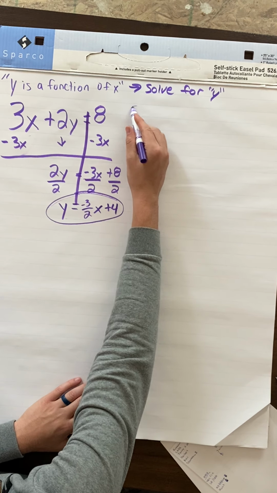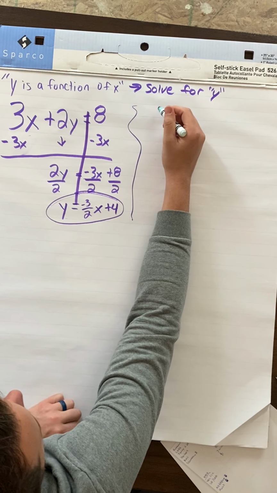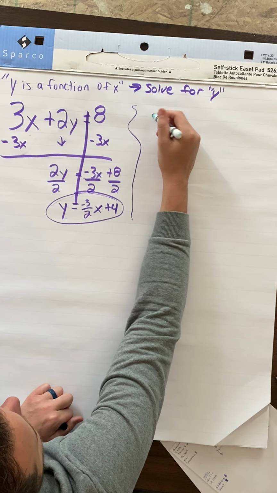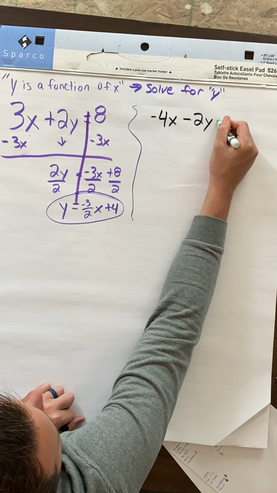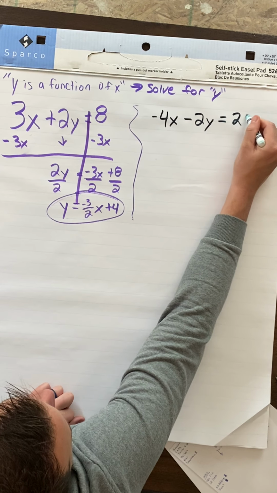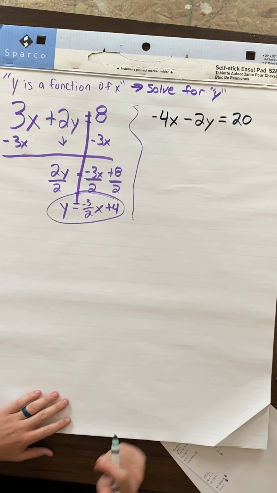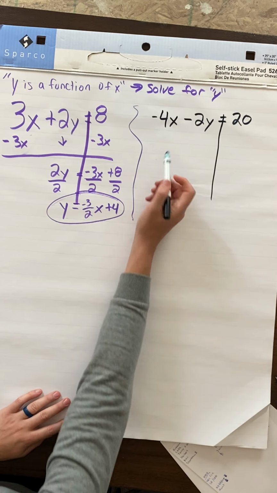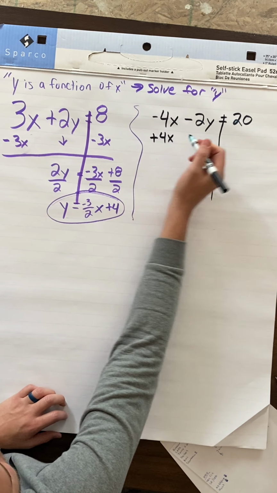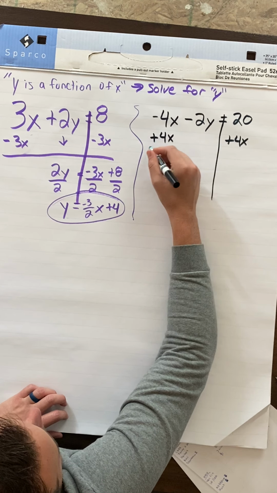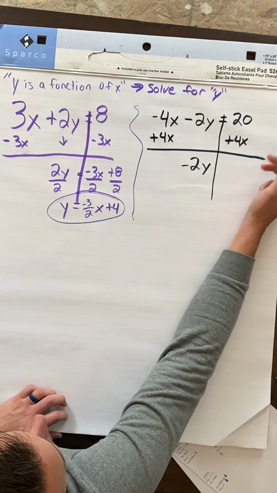Let's do the same thing again. I'll use a different color. Let's go negative 4x minus 2y equals 20. Same thing, we want to get y alone. So the first thing we need to do is get rid of this negative 4x. What we're going to do is add 4x. So we're going to add 4x to both sides. This cancels out, we're left with negative 2y.